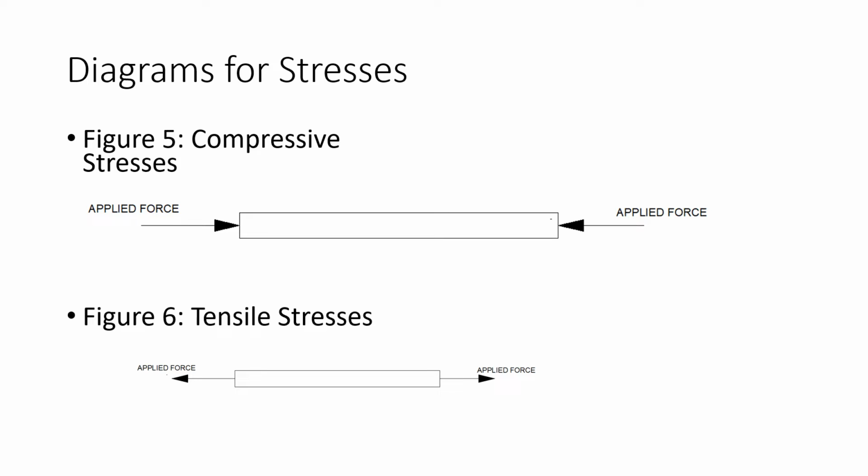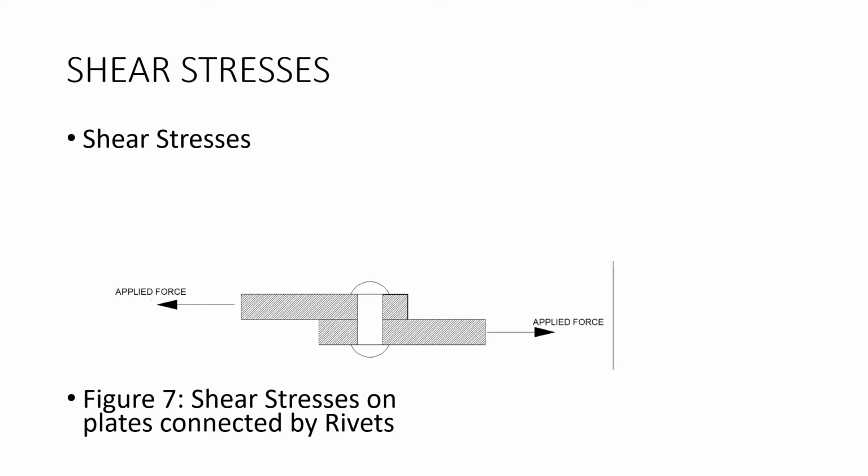So you can see a diagram, figure 5, which indicates compressive forces acting towards the surface. You have tensile stresses which are acting away from the member, and then you have shear forces. You can see shear stresses on the plates, on the rivets which are connecting the plates.